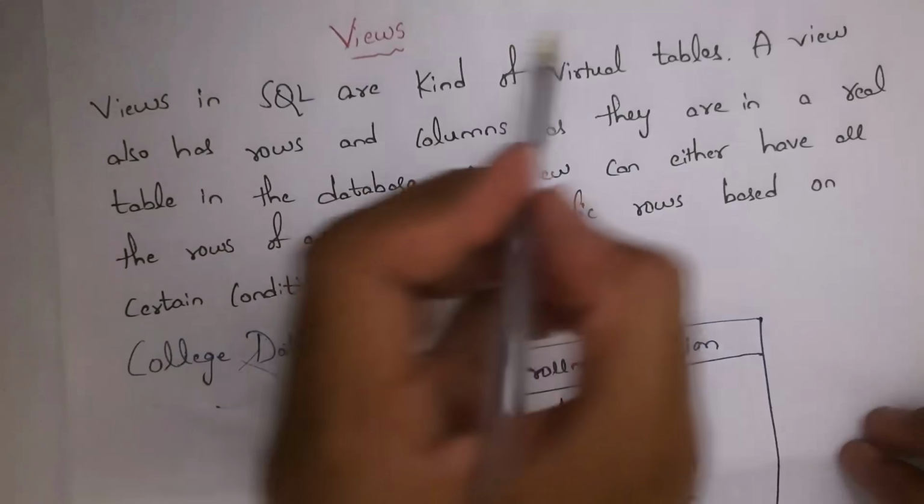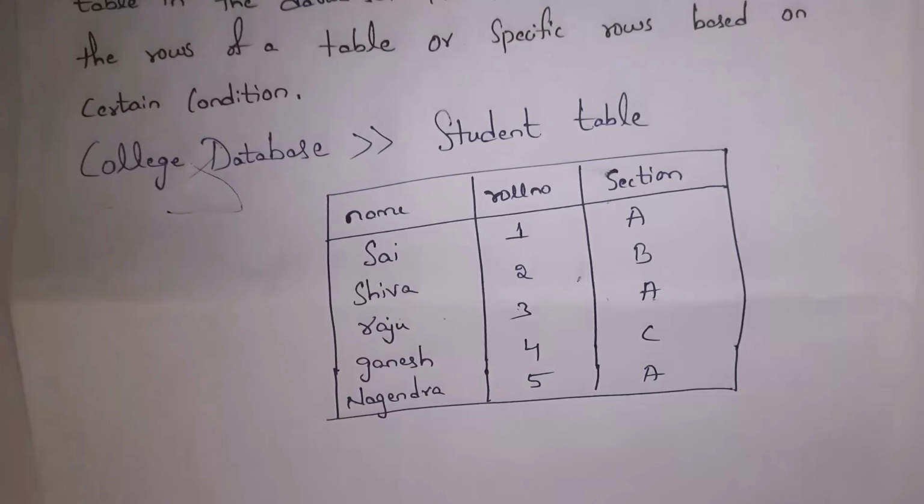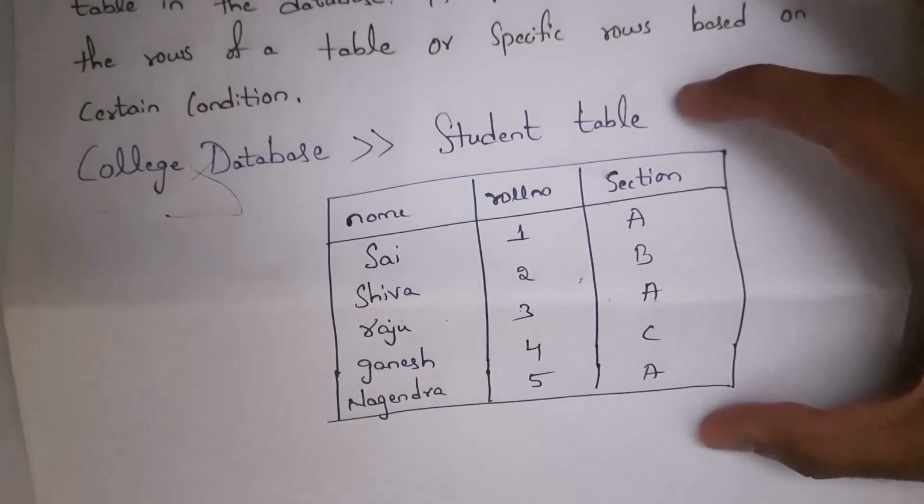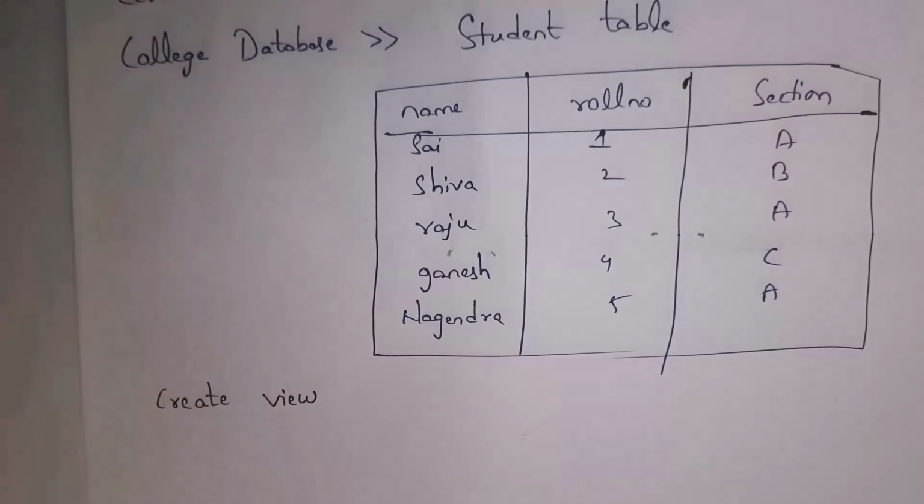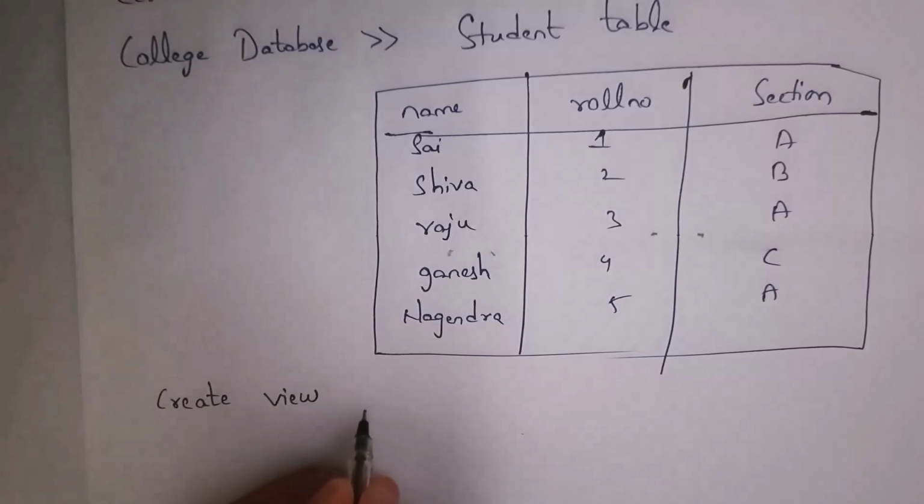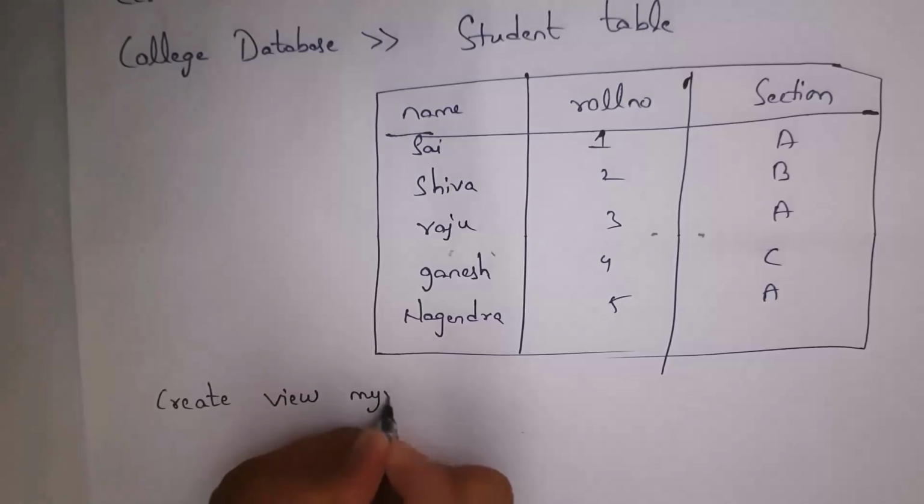Guys, view is nothing but it is simply a virtual table. For example, I want to create the same student table again with the same data. So just by writing a single line of code, you can create this table. So write here, create view. After writing create view, you need to give the view name. For example, I want to give the view name as my view. So write here create view my view as.